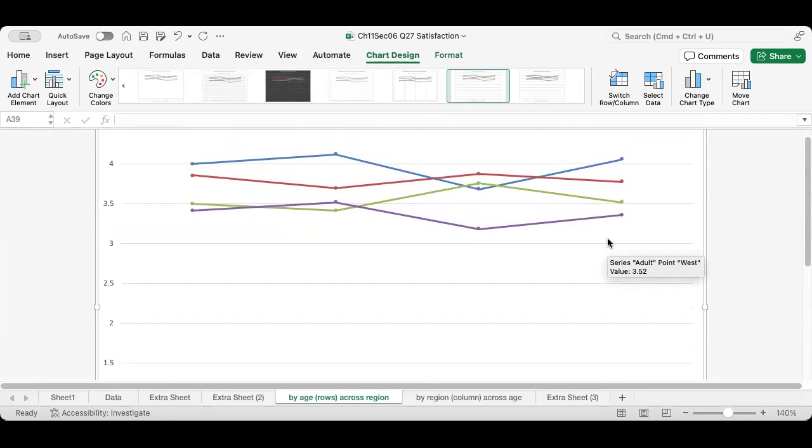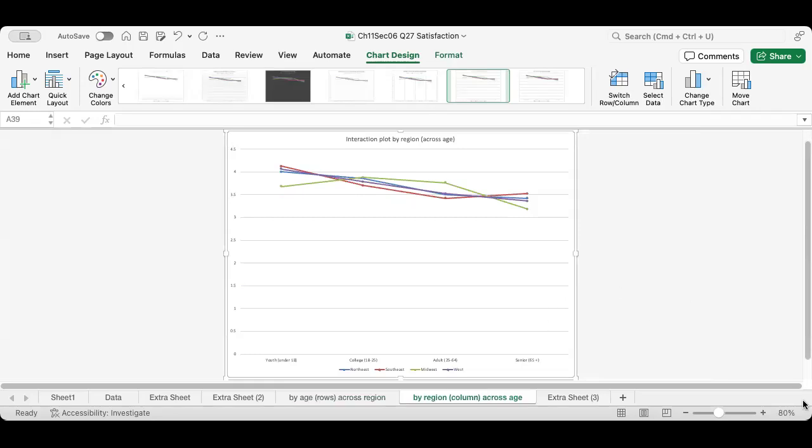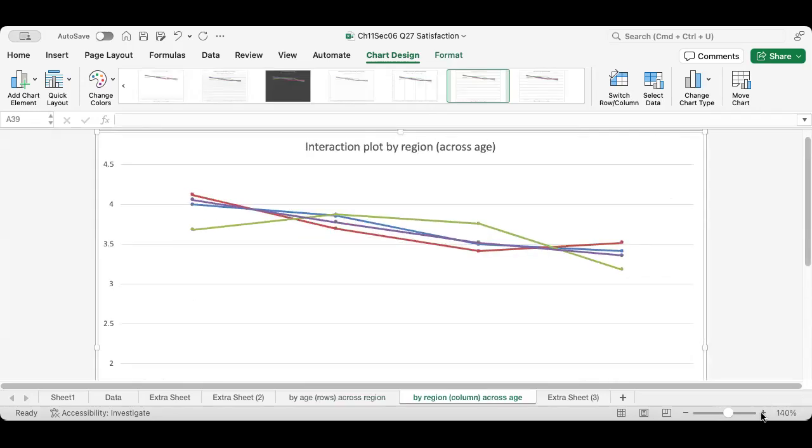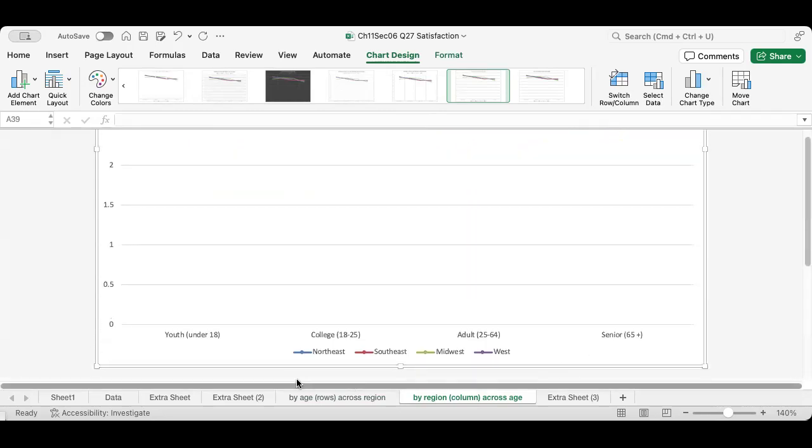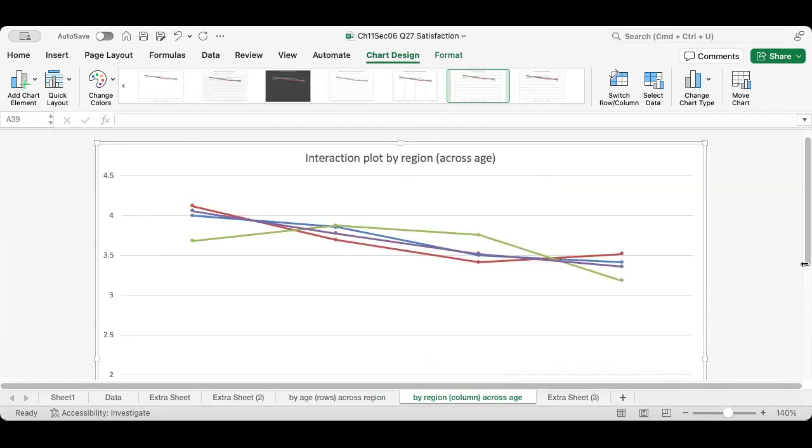Let's switch rows and columns. Again, now I've got each of these colors representing a single region. Midwest is the green region. And we go youth, college, adult, senior from left to right. Oh, that green line crosses all three of the others repeatedly.